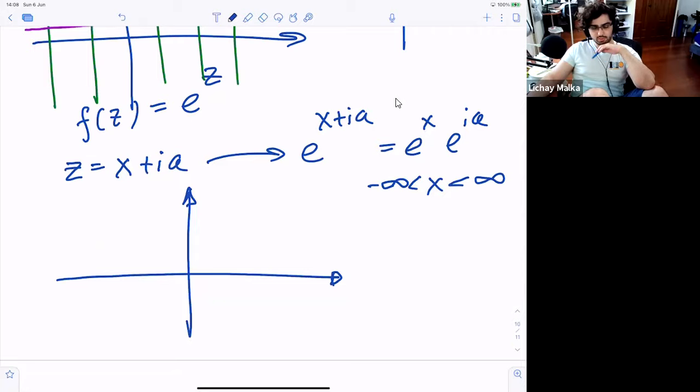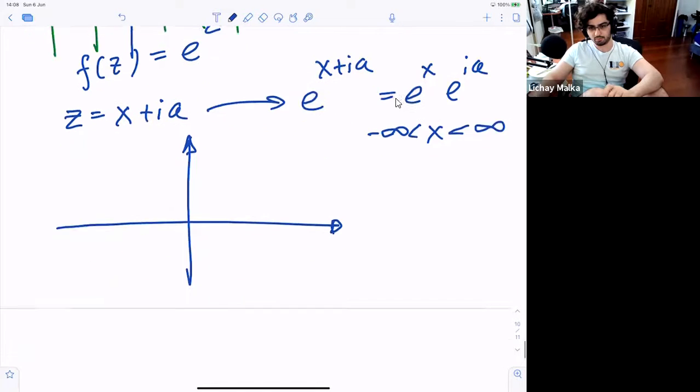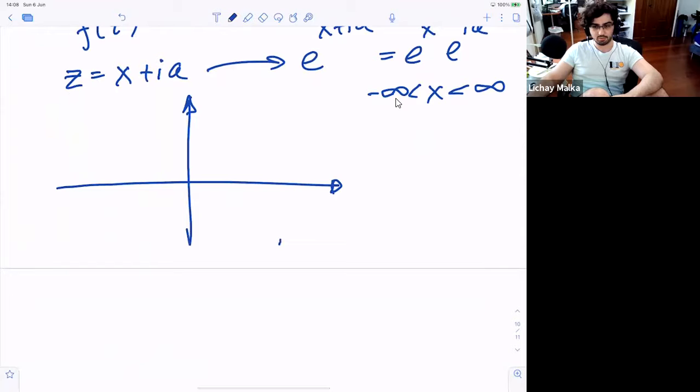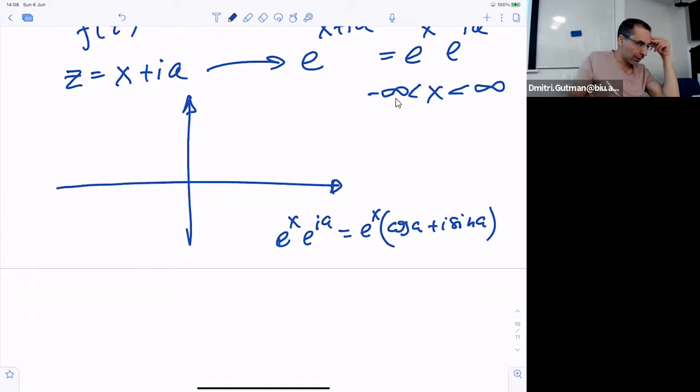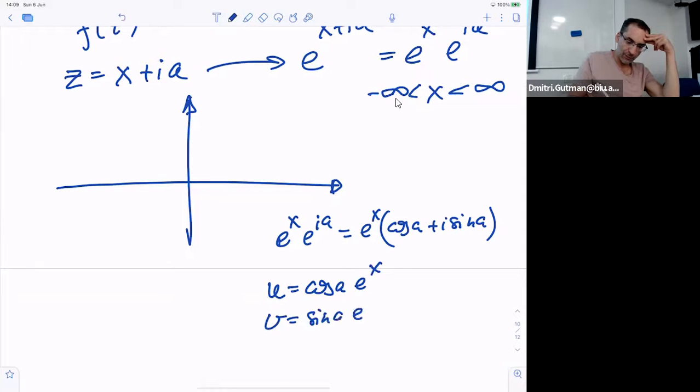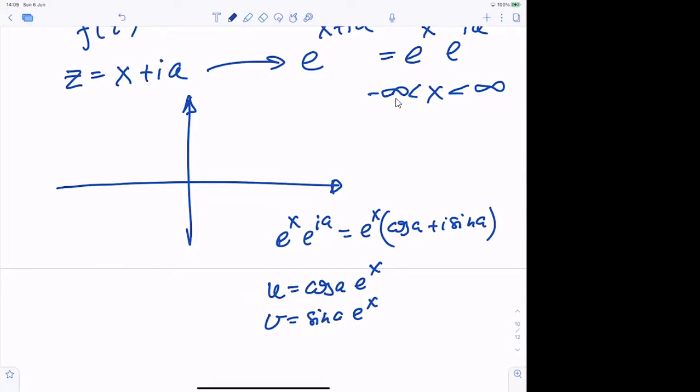Maybe we can just continue the same way we did earlier. We identify u to be e to the x cosine a, and that's just a number. So you have e to the power x, e to the power ia. This will be e^x (cosine a plus i sine a). So it means that u will be cosine a times e to the power x, and v will be sine a times e to the power x. And now x runs from minus infinity to plus infinity.